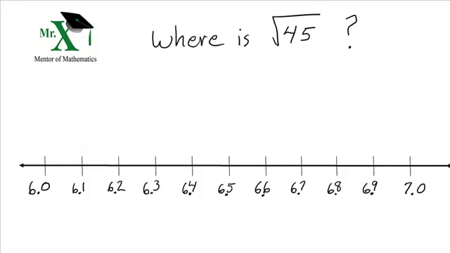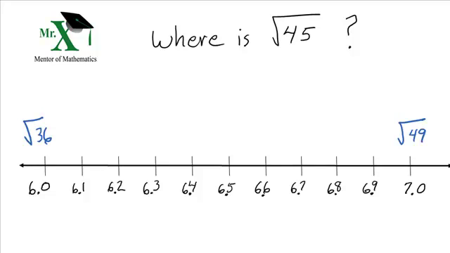I'd like to ask the question, where is the square root of 45 on the number line? Where is the square root of 45? You should know it's between 6 and 7. 7 is the square root of 49. 6 is the square root of 36. So it's probably between 6 and 7. Of course it is. There's no probably to it. It is between 6 and 7.